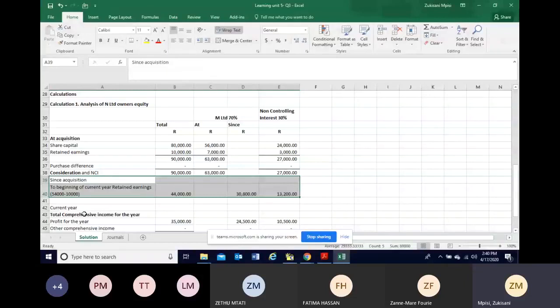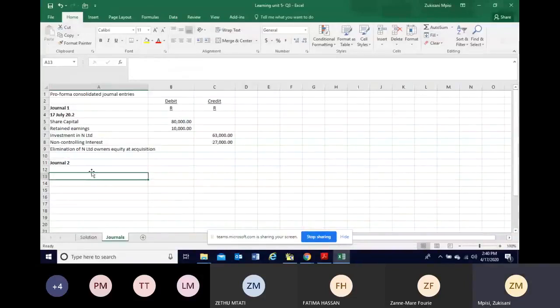So we have to do journal entry number 2. Journal entry number 2 is to recognize your retained earnings. But listen, the retained earnings we no longer recognize for a parent, because a parent has already acquired a subsidiary. So the only person that we now have to account for in terms of the movement is the non-controlling interest. So we've got their retained earnings of 13,200.